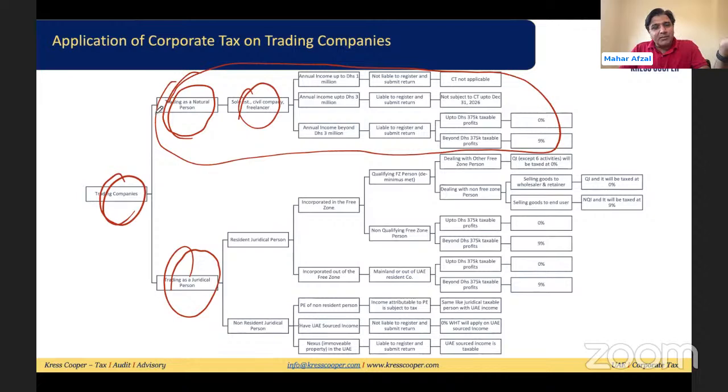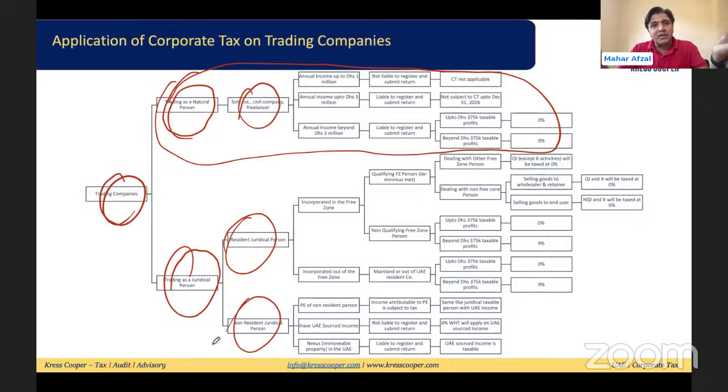Now the juridical person, because the qualifying free zone person can be only a juridical person. Now the trading company is a juridical person. If the trading company is a juridical person, there is a possibility it is a resident juridical person or a non-resident juridical person. If the person is a resident juridical person, there is a possibility they are in the free zone or out of the free zone. If they are in the free zone, there might be a qualifying free zone person or a non-qualifying free zone person. If a qualifying free zone person is selling goods to the end user or to the distributor: if they are selling to the distributor, it is qualifying income, 0% corporate tax. End user, non-qualifying income, 9% corporate tax.